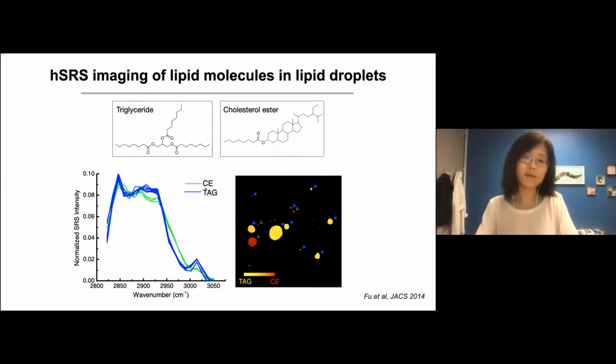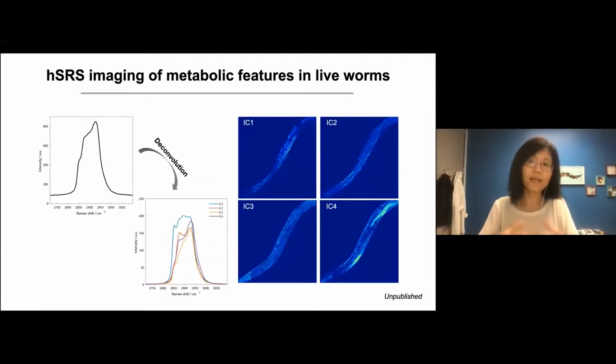So for example, you see here the triglyceride versus cholesterol ester, so they can give distinct SRS spectrums. So making it possible for us to image them separately at a single lipid droplet resolution without any labeling. So this chemical method then is non-invasive and can be used in live animals. So using this platform, we can image live worms to acquire metabolic features.